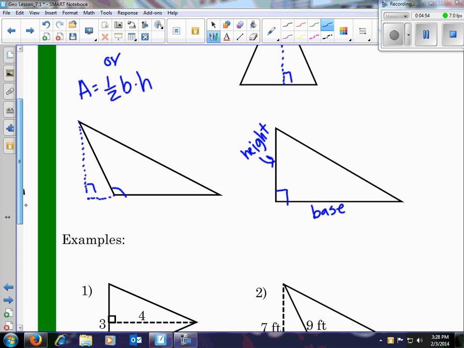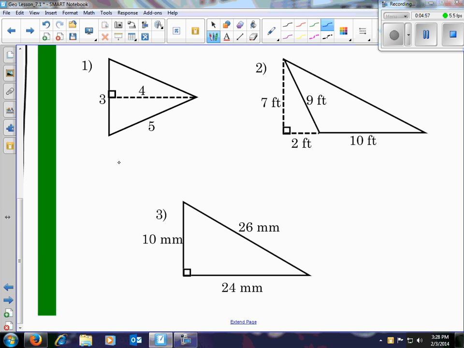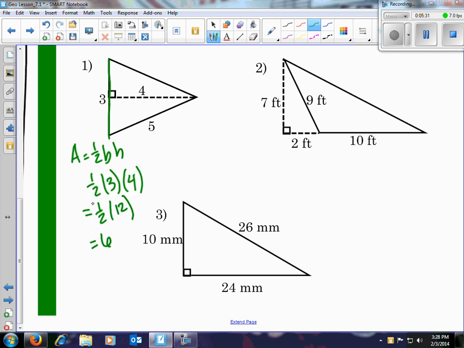Okay, now some examples of triangle. So we know that our formula for a triangle is area equals 1/2 base times height. So we have 1/2. Our base is right here. It is the spot in which the height is perpendicular to the base. So this is my base, which is 3, and my height would be inside since it's an acute triangle, so times 4. So we have 1/2 of 3 times 4, which is 12, which equals 6. And since we don't know the units, we're just going to say units squared.